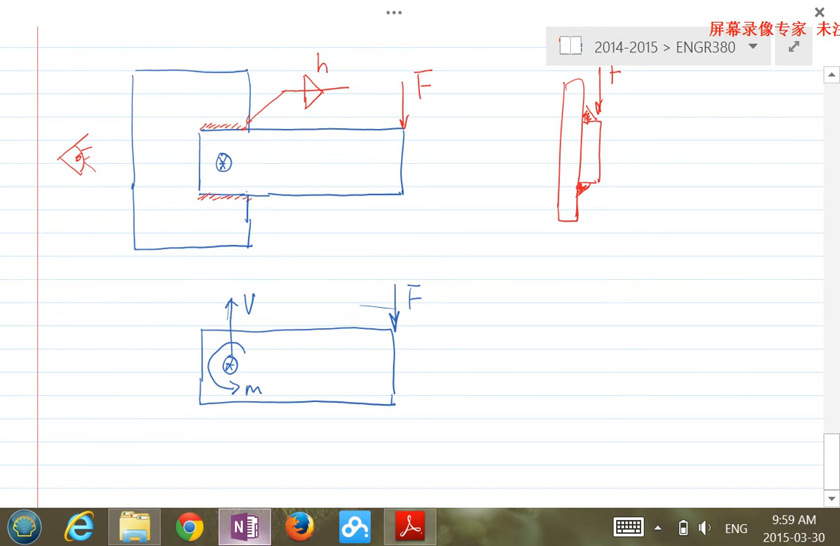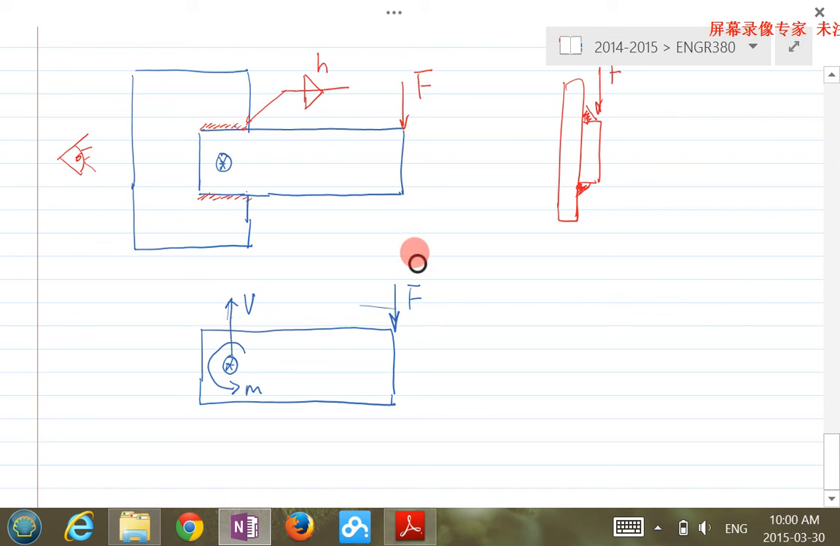what kind of stress do we see then? If I pick a location here, you have F acting on this location, so you have a shear stress due to the shear force F. At the same time, due to this moment M, which is F times the distance, you have what we call bending normal stress, if it's a bar.